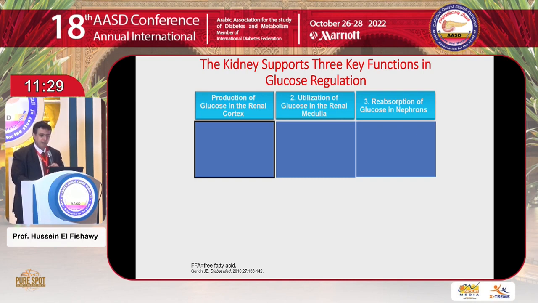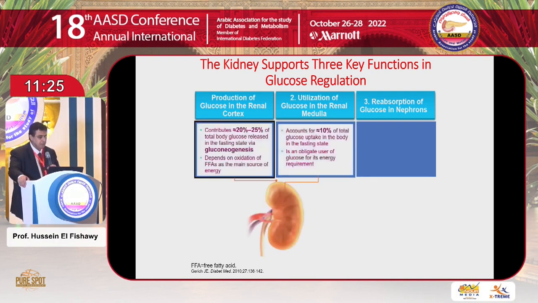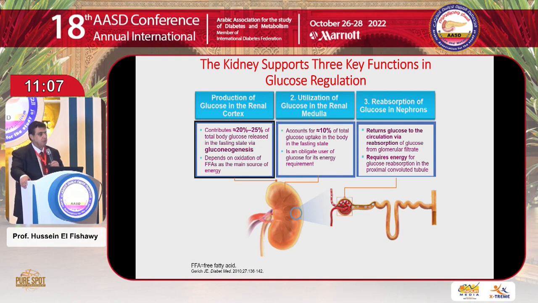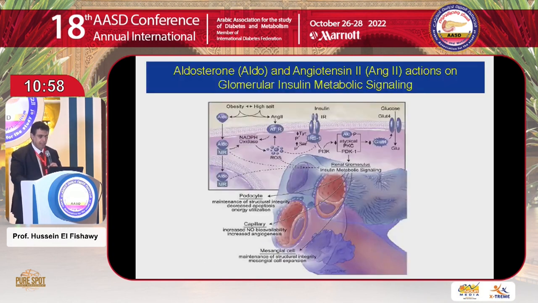The kidney has three functions in glucose regulation. Number one, production of glucose in the renal cortex, responsible for about 20-25% through the process of gluconeogenesis. Number two, utilization of glucose in the renal medulla, about 10% of utilized glucose, usually for energy production to maintain kidney functions. Number three, reabsorption of glucose in the nephrons, where the glucose filtered, 180 grams per day, will be reabsorbed again.